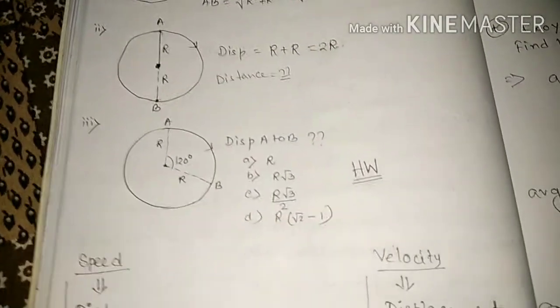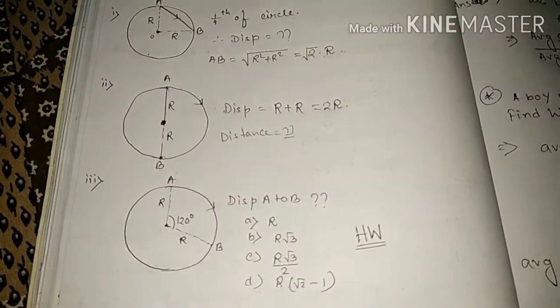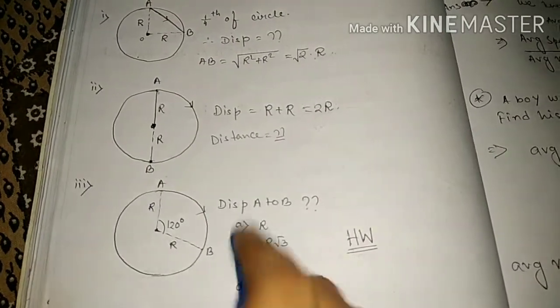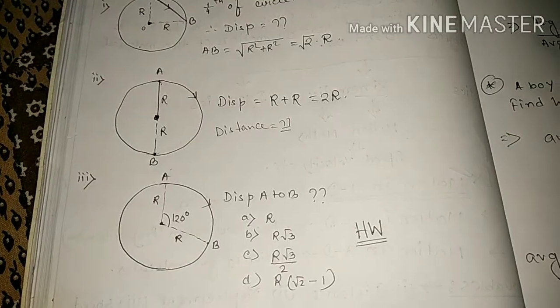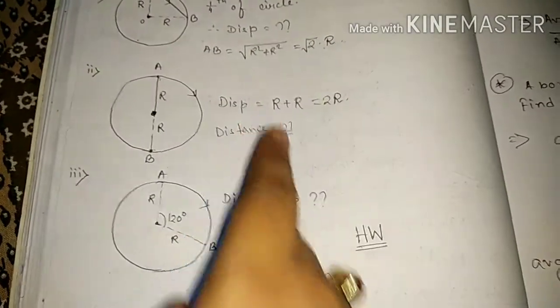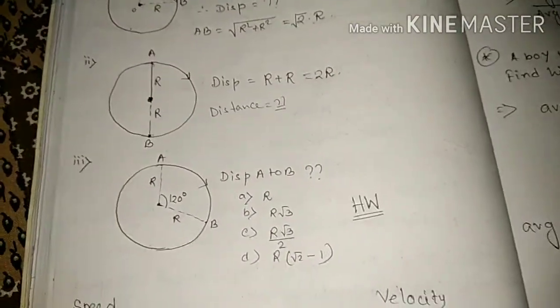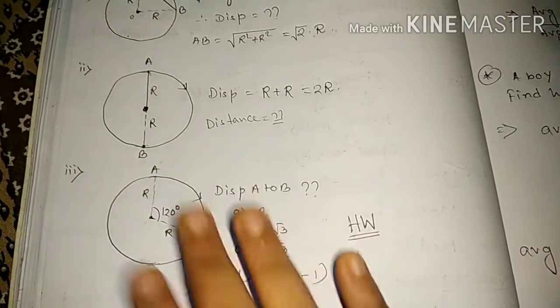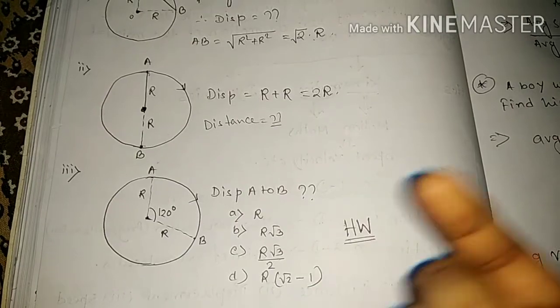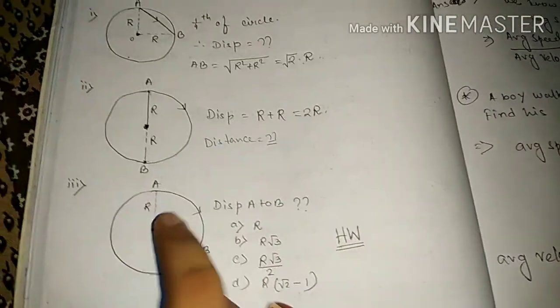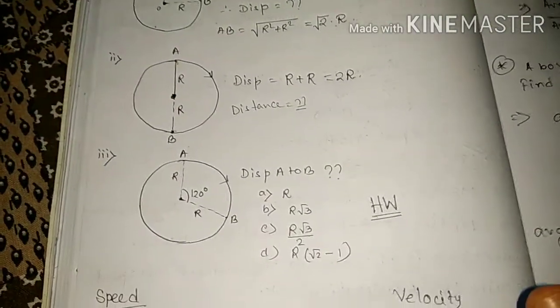Here I will give 4 options. Then in the comment box you write what is the answer for the second one and what is the answer for the third one. For the second one, what is the distance, and for the third one, the displacement. In the next video, I will explain this third one. Also, I will give one equation or formula. If you keep that formula in your mind, then if any angle is there, you can solve the problems.